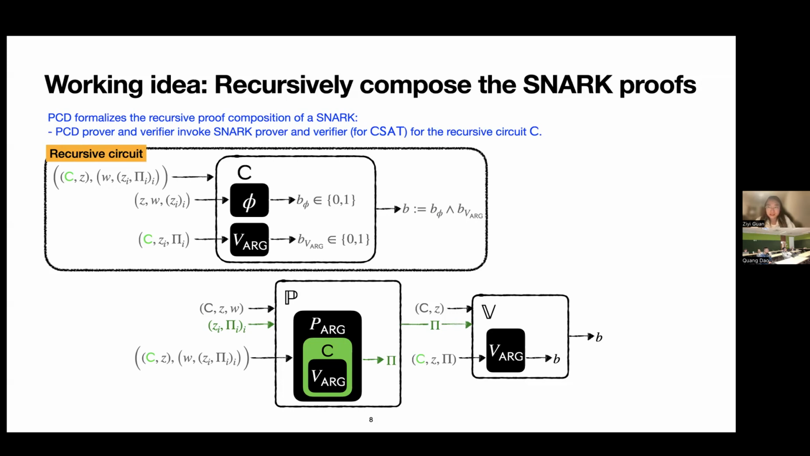So does this make sense? There's a question, I can pause for a few moments because I know this sometimes can be confusing. Is this a standard way to achieve PCD? Yes, this is the standard way. There is also another approach, which is getting PCD from accumulation schemes, but for this talk today, we just focus on how to get PCD from SNARKs. And I would say that's always the case, that's how people get PCD from recursively composing the SNARKs.